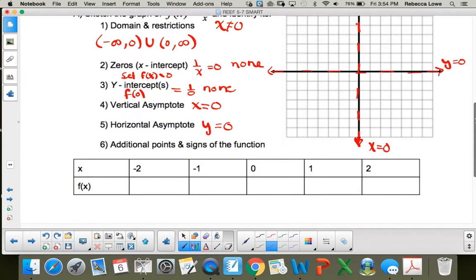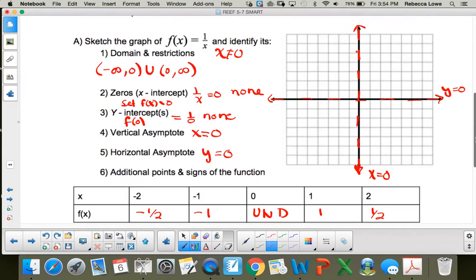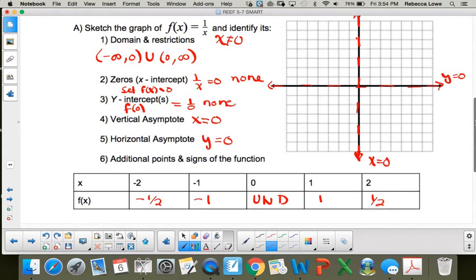Then you could pick some points and just plug them in and see what you get. We know that 0 is undefined. If you put in 1 for x, you'll get 1. If you put in 2, you get 1/2 for y. So I'm just making a table of values. There's infinite number of values you could use. And then we could plot these points and get an idea of the graph.